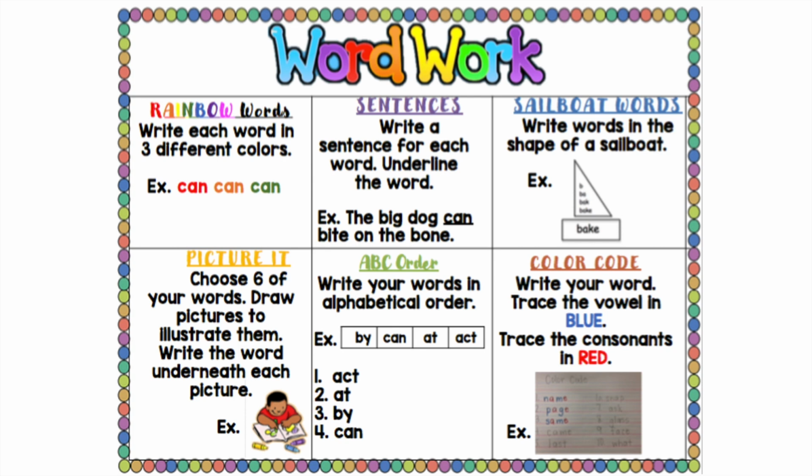So remember, you don't have to do all of them. You could choose different ones for each day. So for example, on Monday, I might want to do a sentence for each word. On Tuesday, I would choose picture it. On Wednesday, rainbow words. On Thursday, ABC order. And then on Friday, I would do sailboats, right? So you could change it. Okay. Right, boys and girls?